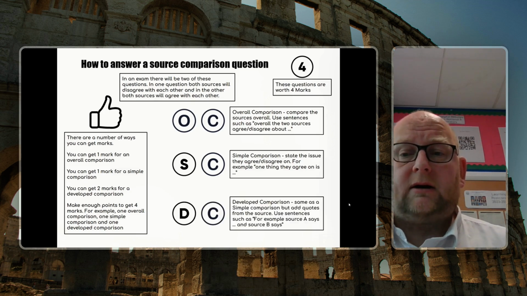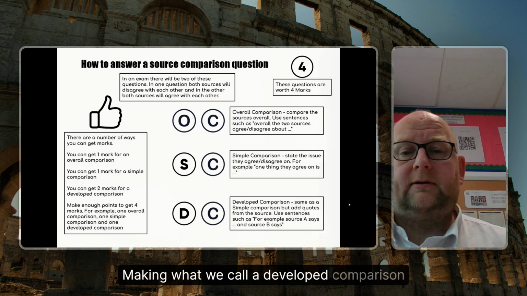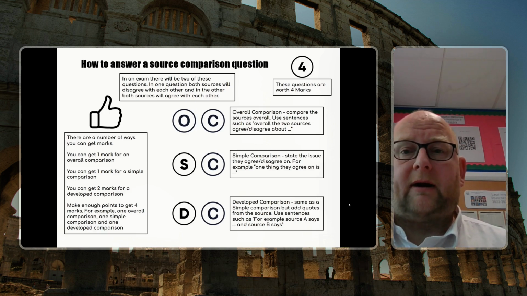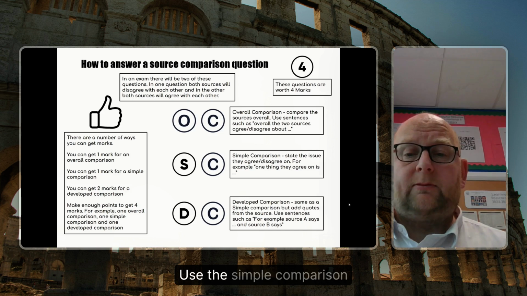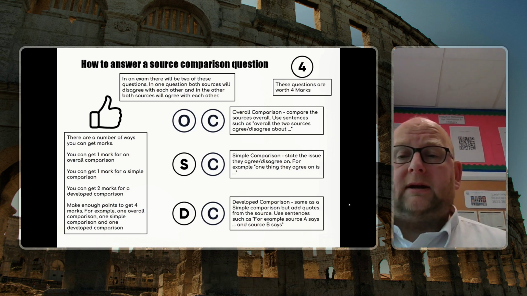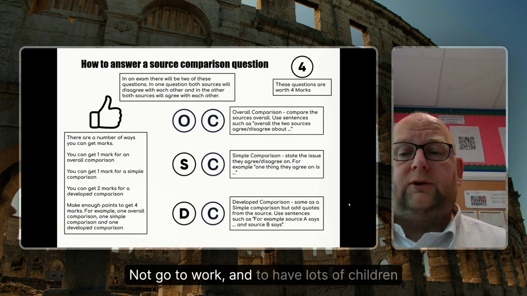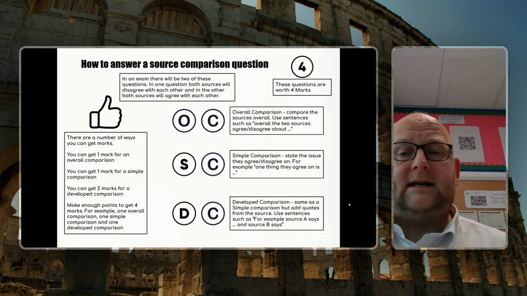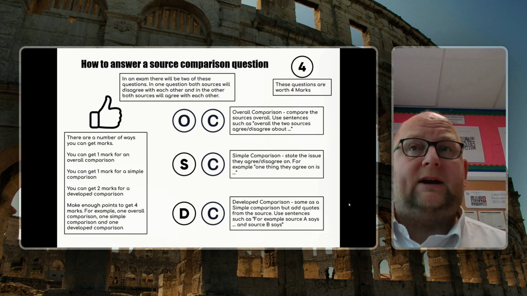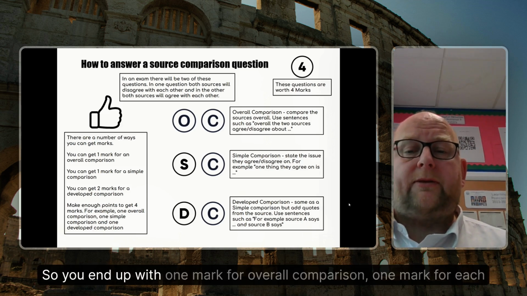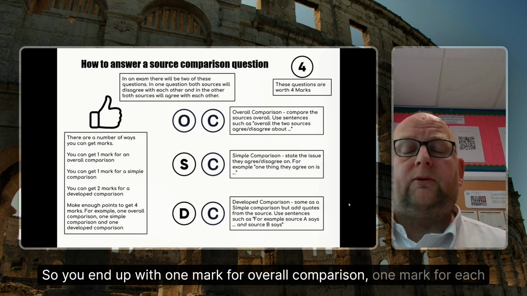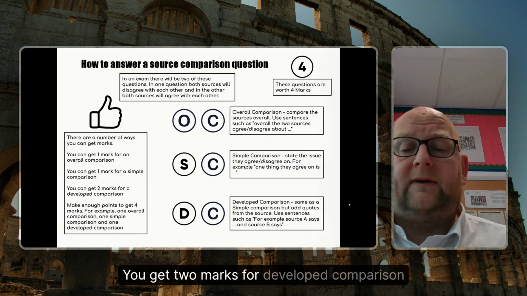However, you can get 2 marks for making what we call a developed comparison. And a developed comparison is a simple comparison plus a quote from each source to support what you're saying. So you would use the simple comparison. For example, one thing that they agree on is that women were expected to stay home, not go to work, and to have lots of children. Source A says, and then a sentence or a quote or a phrase from source A which supports what you've just said, and source B says. So you end up with 1 mark for overall comparison, 1 mark for each simple comparison. You get 2 marks for developed comparison.